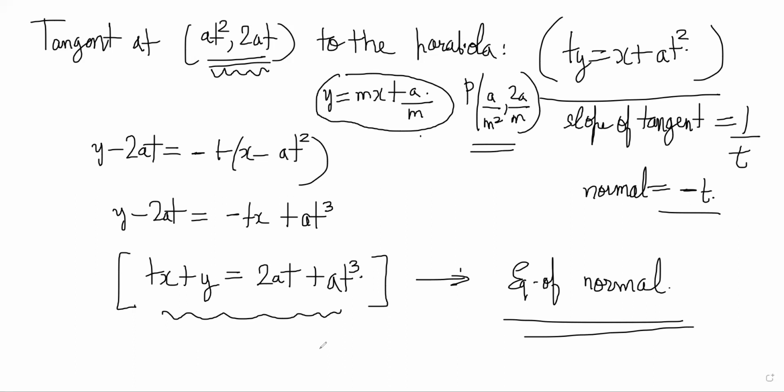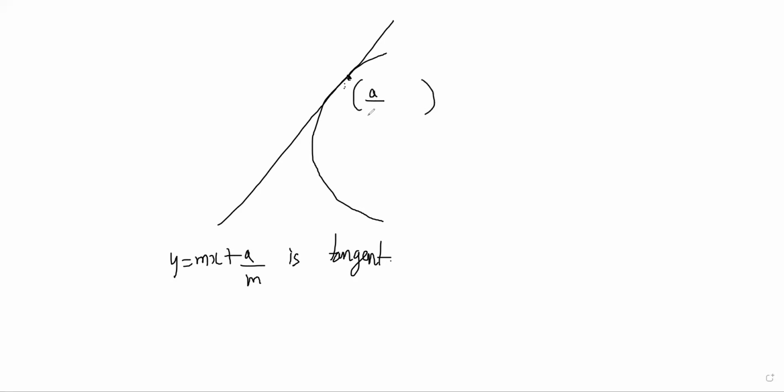See, the tangent curve was like this. The slope form equation did not talk about the point, right? The slope form equation was only telling you that y is equal to mx plus a by m is tangent to that, right? But we don't know what the point of contact is, right? So this point of contact is actually a by m square and 2a by m.